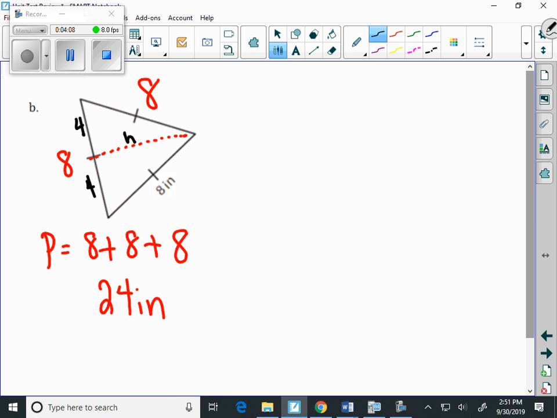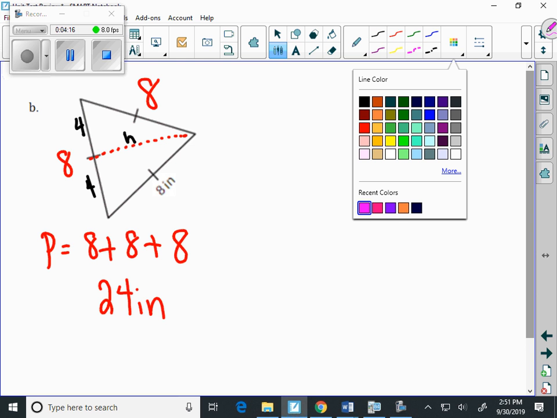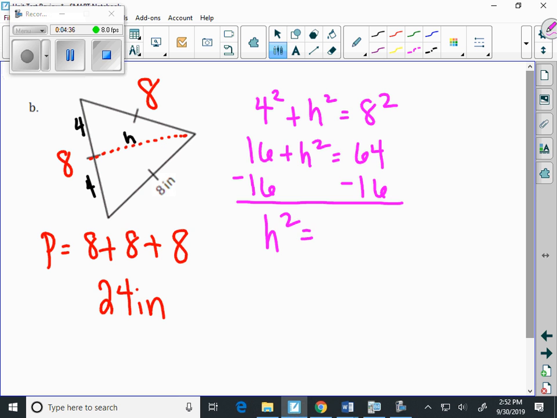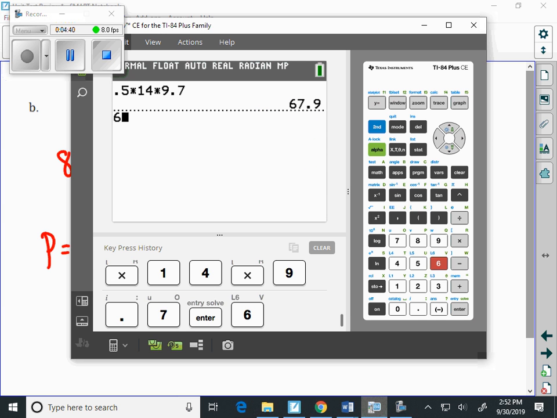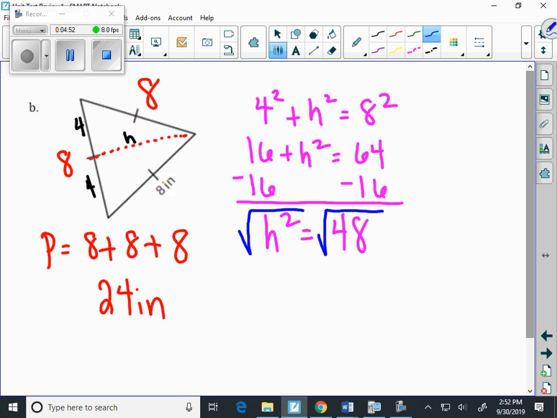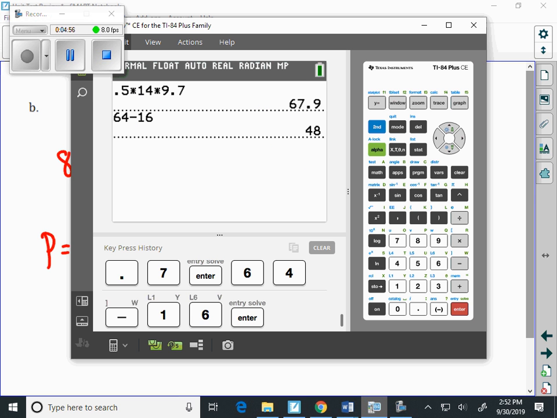We bisected the side with the length of 8, and we're going to use the Pythagorean theorem. And it's going to be 4 squared plus h squared equals 8 squared. It's 16 plus h squared equals 64. We'll subtract 16 from both sides, and we get h squared equals 64 minus 16, which is 48. And then we're going to have to take the square root of 48, because we need to undo that squaring. And the square root of 48 is 6.92. We're looking at the 2 to determine what to do. The 9, we're going to leave it as 6.9.